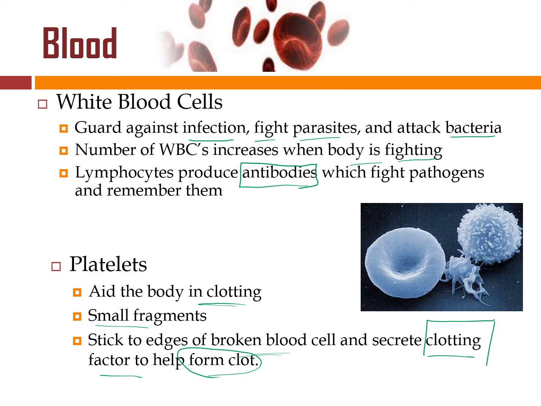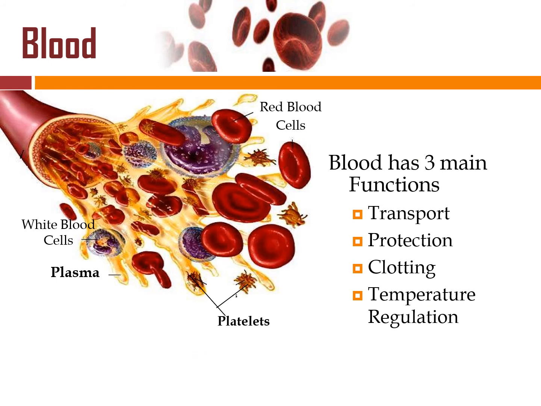So in general, we have 3 different types of cells. Red blood cells are responsible for transporting oxygen. White blood cells are responsible for fighting against infection or protecting us from pathogens. The third type of cell is platelets, which help the body in clotting. So as you can see, blood has main functions: transport, protection, clotting, and also temperature regulation.